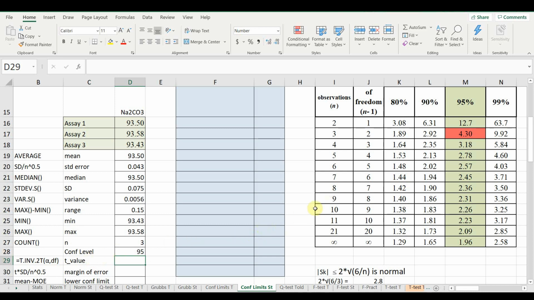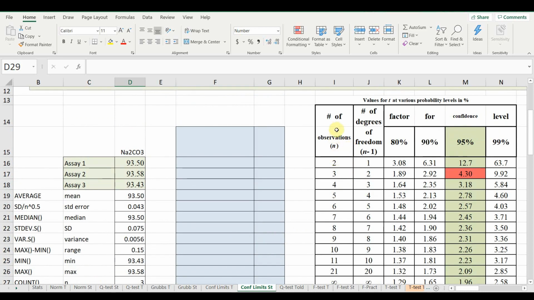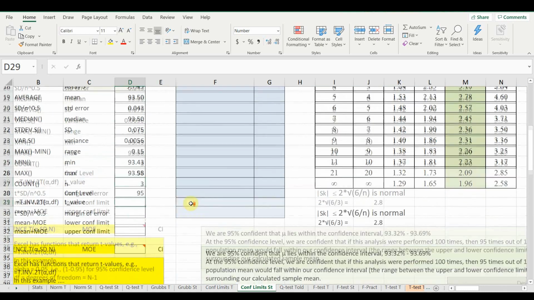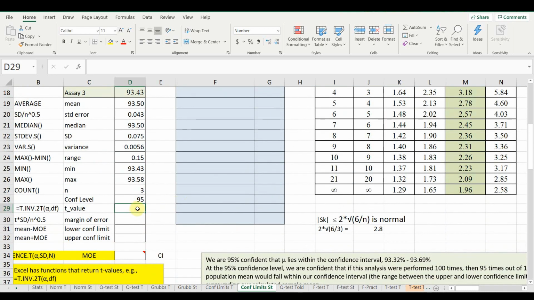We could look in a t table. Here are the number of observations. That would be 3. The number of degrees of freedom is 2. At the 95% confidence level, it's 4.3. We could read it. We could use a lookup function, but there is a function in Excel for t values.